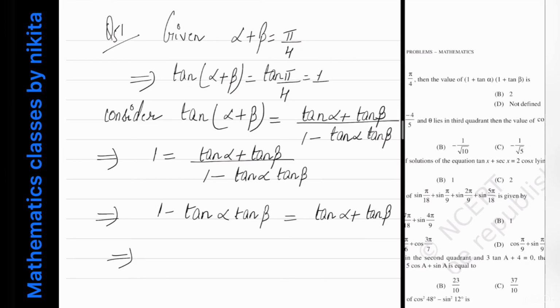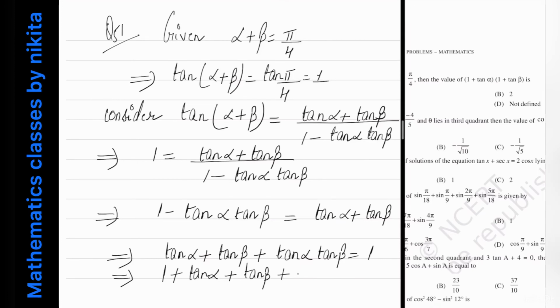And this implies that tan alpha plus tan beta plus tan alpha into tan beta is equal to 1. Now I will add 1 on both the sides. So what I will get? 1 plus tan alpha plus tan beta plus tan alpha tan beta is equal to 2.